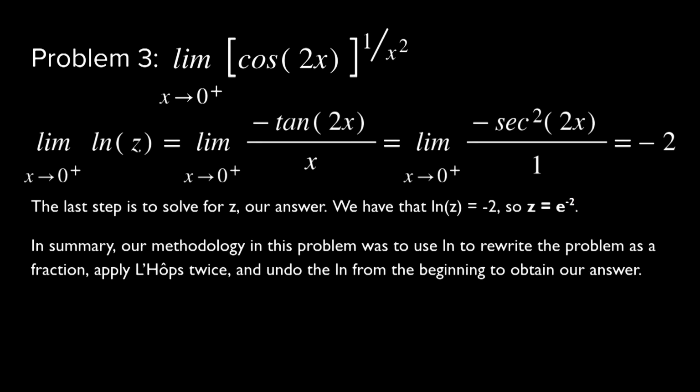So to summarize what we did, we rewrote the problem as a fraction using ln. We applied L'Hôpital's rule twice to find the answer of negative 2. And then we undid ln from the beginning to get our answer, z. And again, I'm sorry that we're missing a 2 here at negative sec squared of 2x. It's supposed to be negative 2 sec squared of 2x.